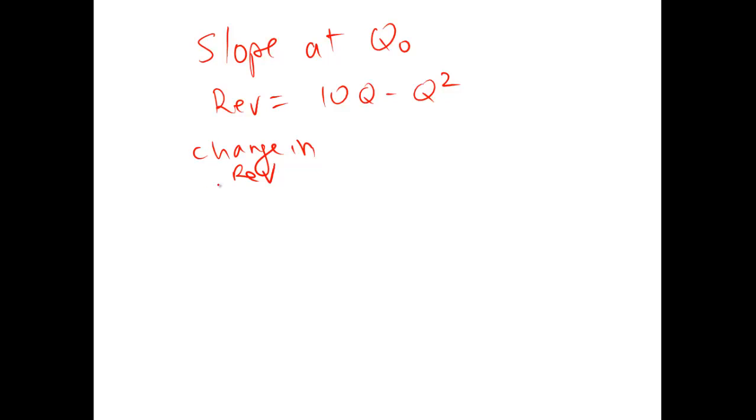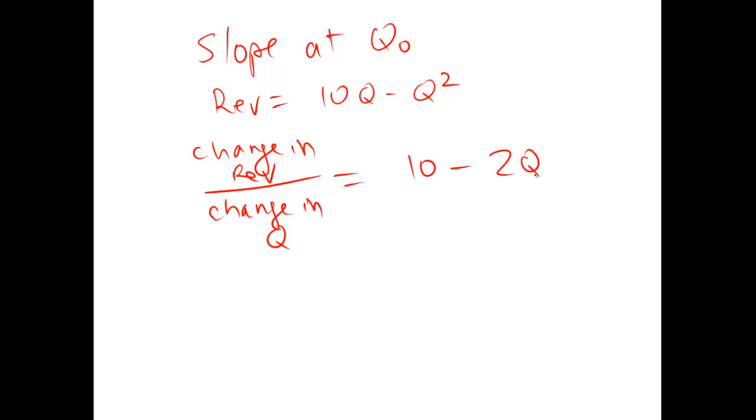So it turns out the slope at Q0, if we have this revenue equals 10Q minus Q squared, well, it has the following form. The change in revenue, with respect to the change in Q, is going to be equal to 10 minus 2 times Q. Now that's a little bit magic as far as we're concerned at this point.